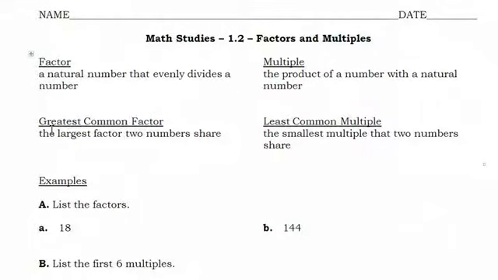This is Math Studies Section 1.2, Factors and Multiples. So our first definition is factor. A factor is a natural number that evenly divides a number. So, for example, let's talk about the number 20.